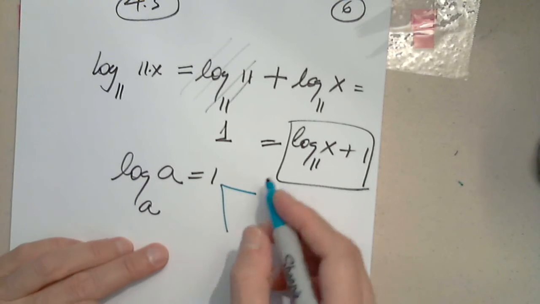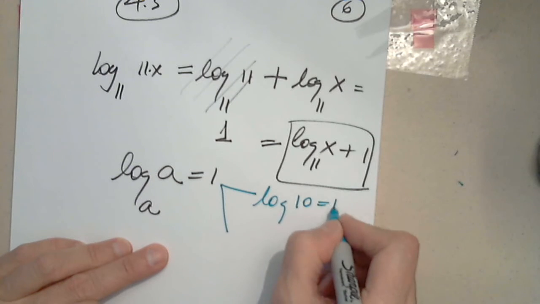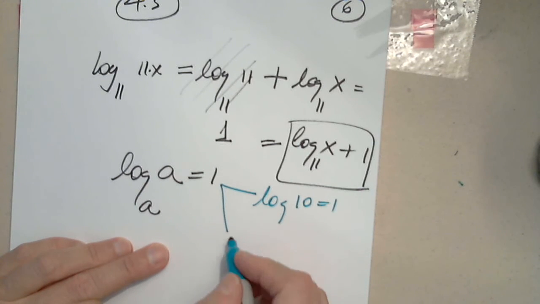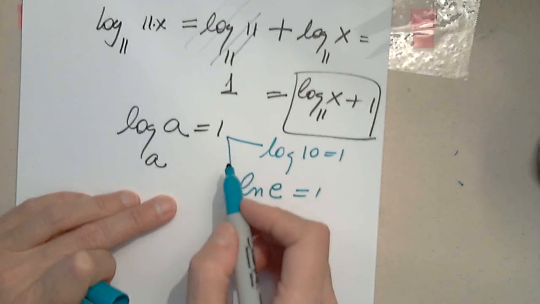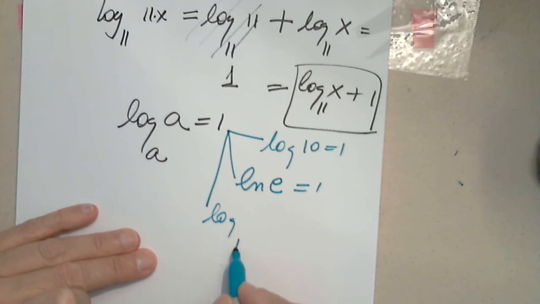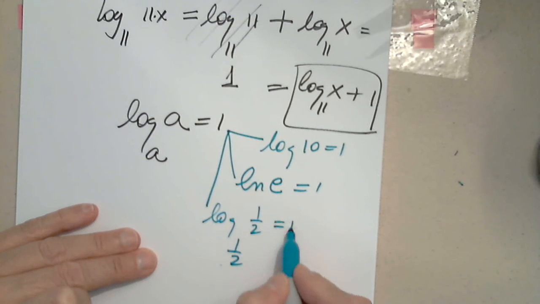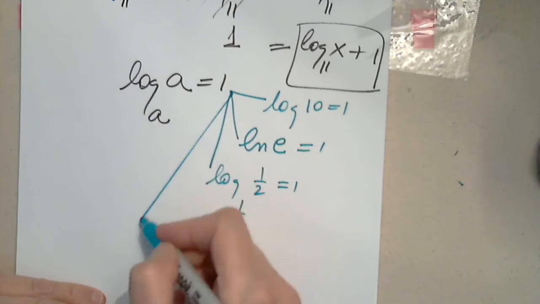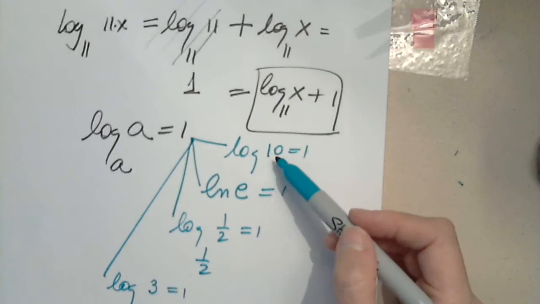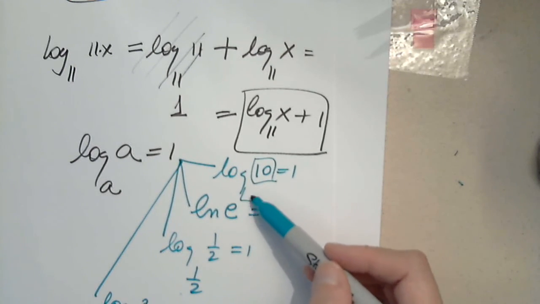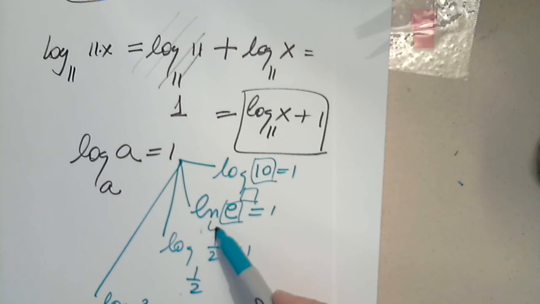So here are a few examples. Log 10 is 1 because it's the same as the base. Natural log of e is 1 because it's the same as the base. Another example: log base 1/2 of 1/2 is 1. Another example: log base 3 of 3 is 1. As long as this number and this number are the same, the answer is always 1.